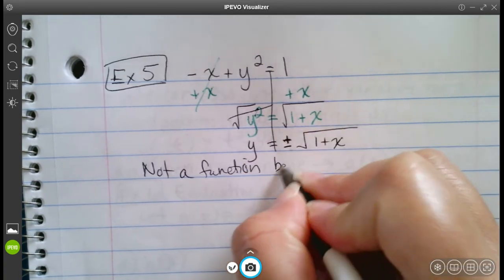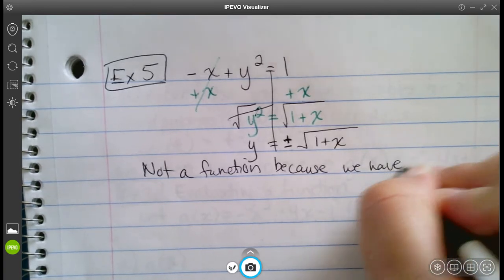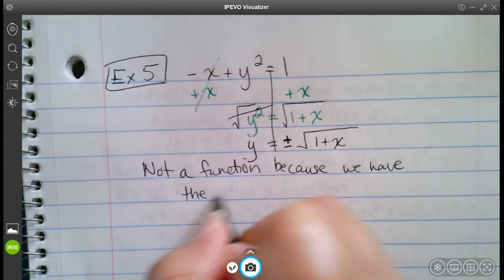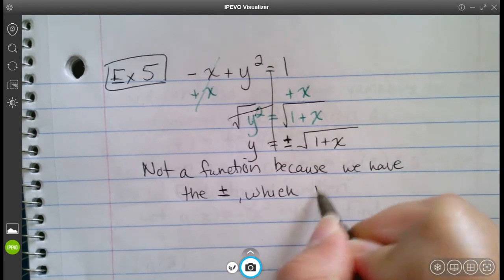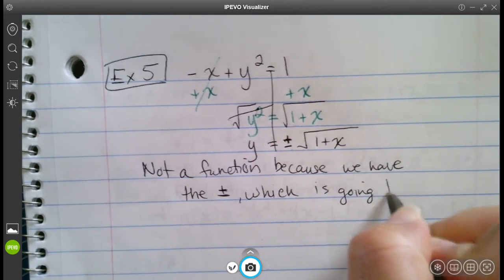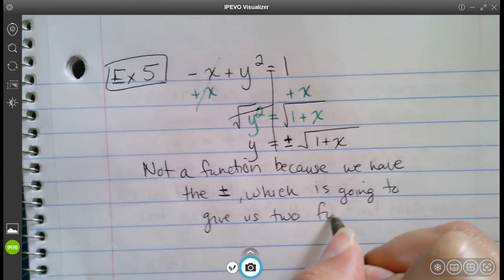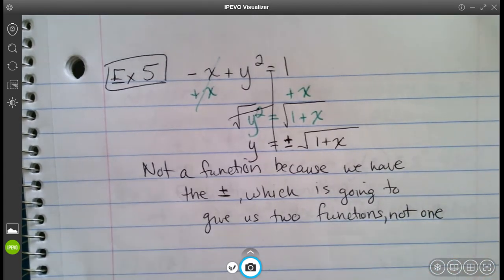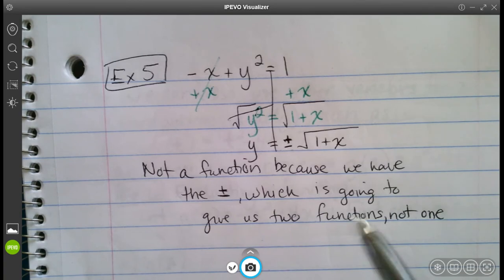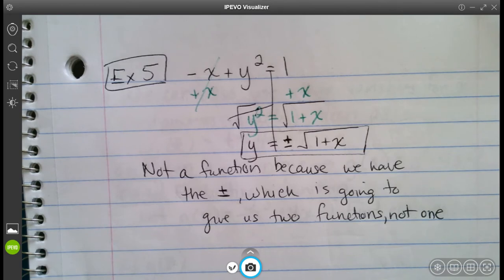Because we have the plus or minus, which is going to give us two functions, not one. In other words, you can't graph this, okay? All right. So again, you can try graphing this one on your own, okay? Maybe practice using that calculator if you still haven't downloaded it.